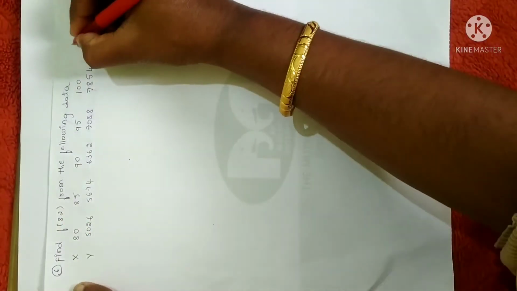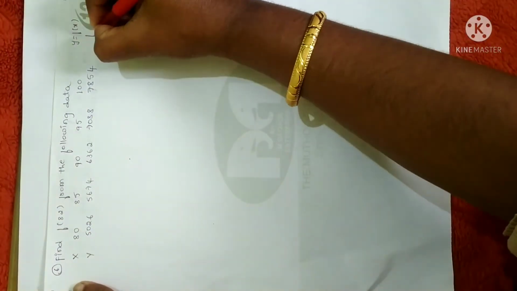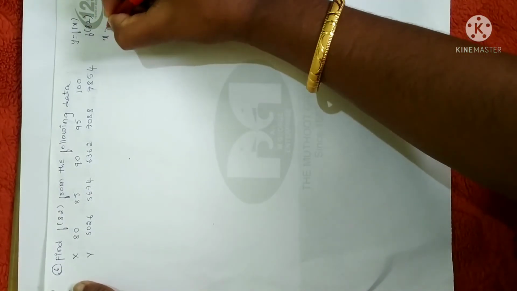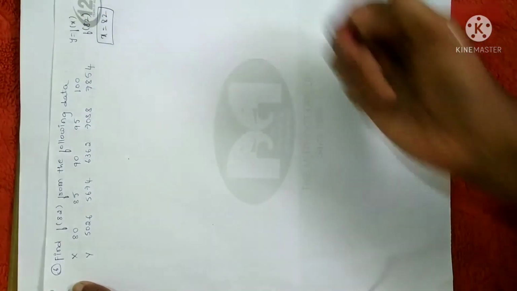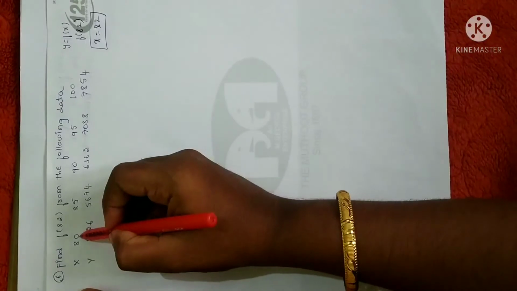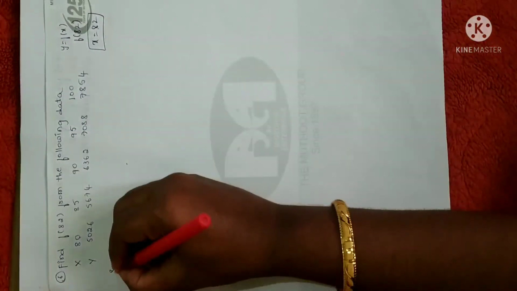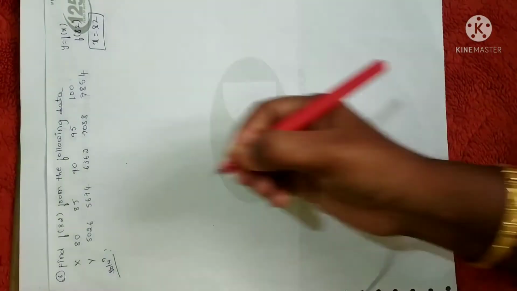So here is the next problem. Here also we need to find f of 82 value. So y is equal to f of x format. F of 82 we need to find. Therefore x value is 82. So clearly 82 is nearer to 80. Right, so we have to use the forward difference method, that is Newton forward interpolation formula.